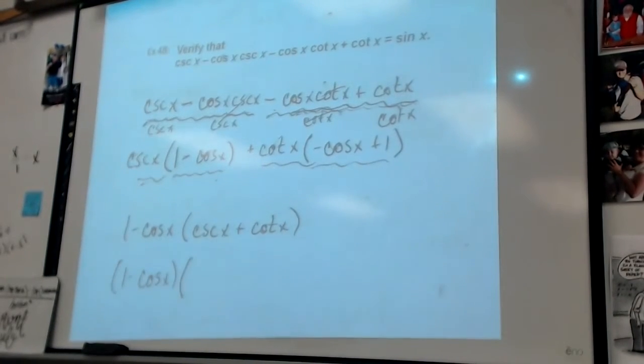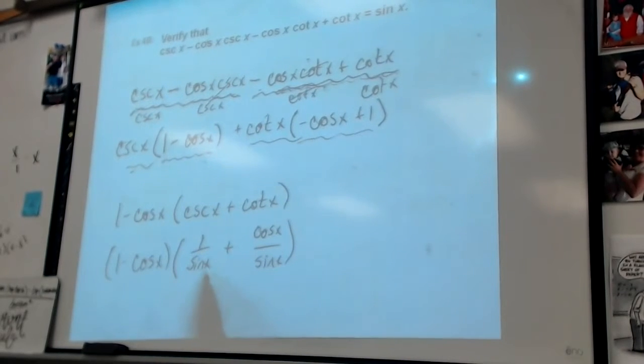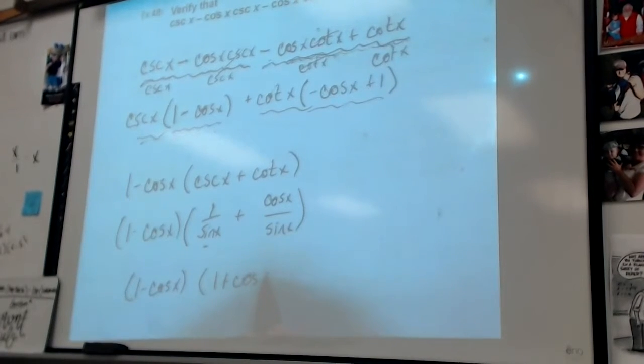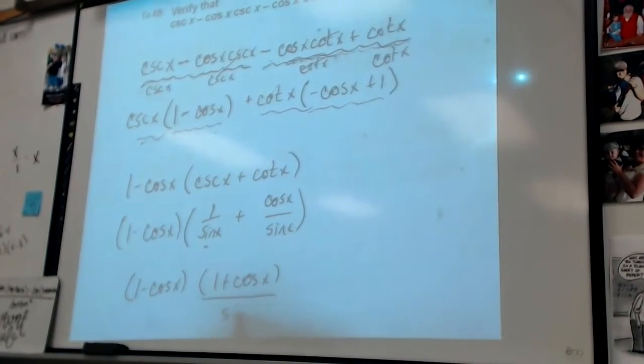Now, how would I write cosecant x? 1 over sine x. And how would I write cotangent x? Cosine x over sine x. And luckily, we have a common denominator, which means I can just write the numerator over that common denominator. So I have 1 minus cosine x, I'm just bringing it down, and then I have 1 plus cosine x over sine x.